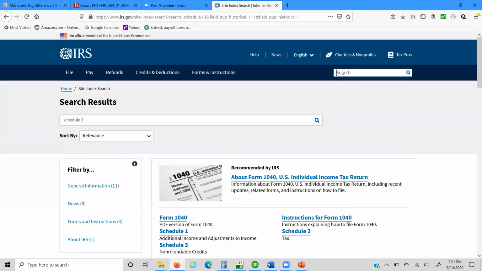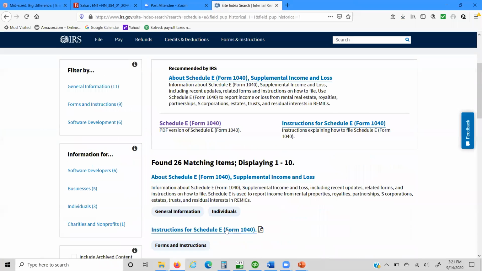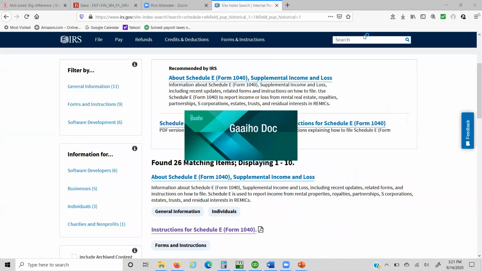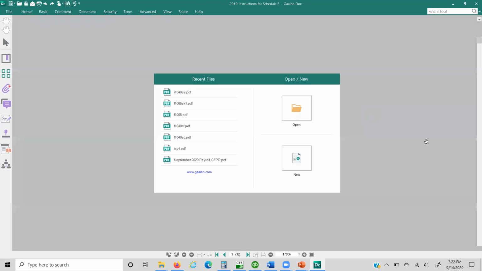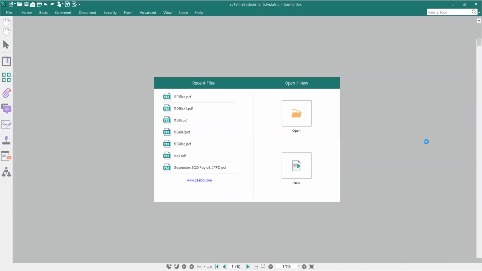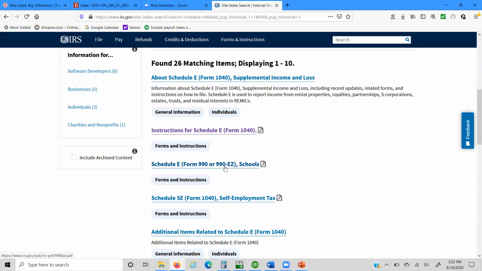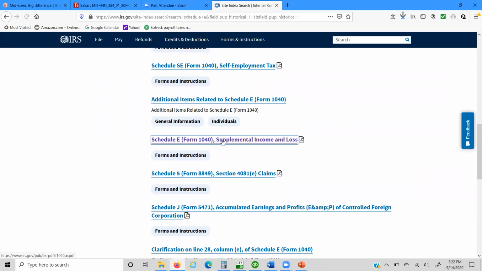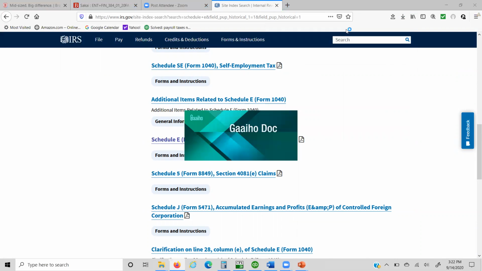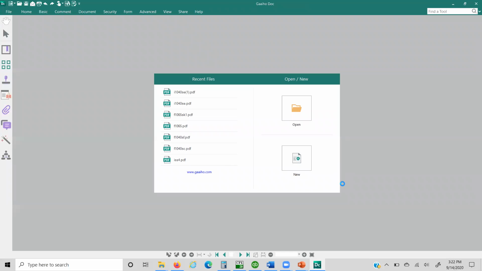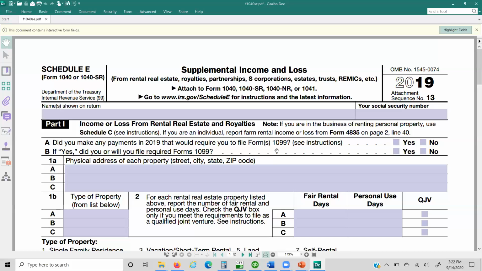Whoops, not Schedule 3, Schedule E. I can't type today. E, not 3. Okay, so Schedule E, Form 1040, right here. Here we go. This is a Schedule E. Got it. It wasn't my problem. It was the IRS's problem. They've got a bad hyperlink in there. So Schedule E, Form 1040, right here. This should lead us to it. There we go. That's better.